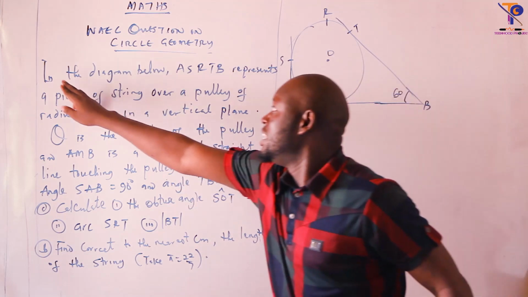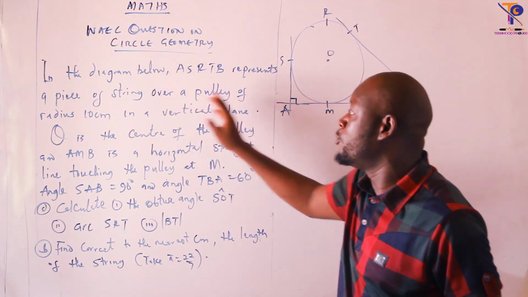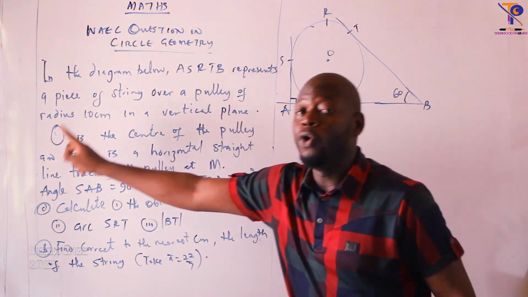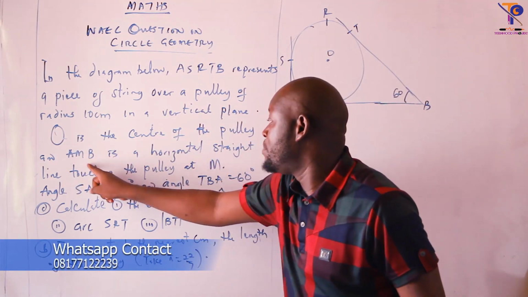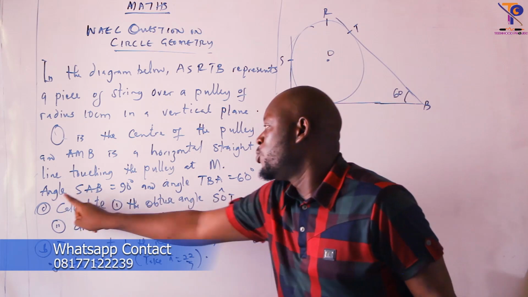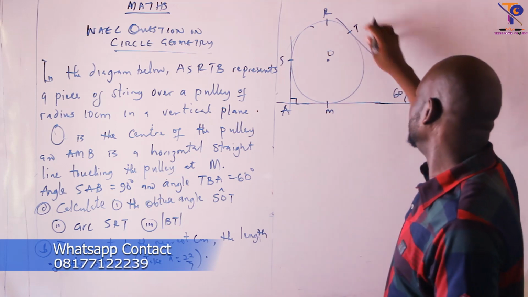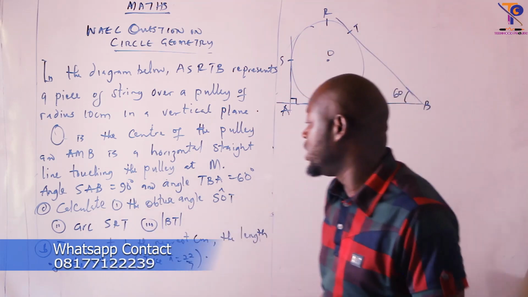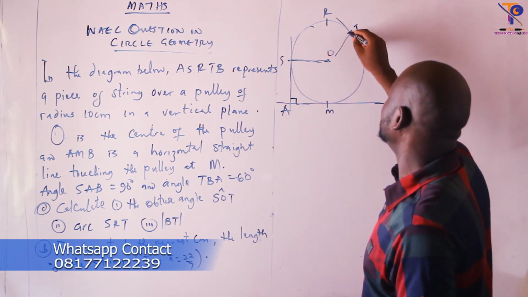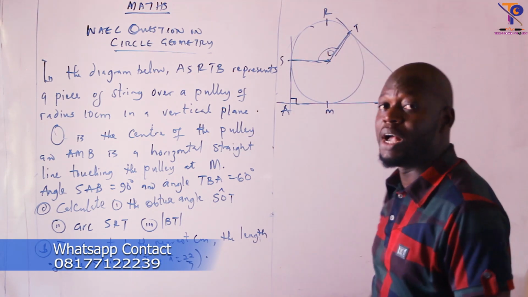Now, look at it. In the diagram below, ASRBTB represent a piece of string over a pulley of radius 10 centimeter. Then in a vertical plane, O is the center of the pulley and AMB is the horizontal straight line touching the pulley at M. Angle SAB is 90 degrees, angle TBA is 60 degrees. Then we are calculating the obtuse angle SOT. That means this angle. This is a reflex angle. Then this is the obtuse angle SOT.